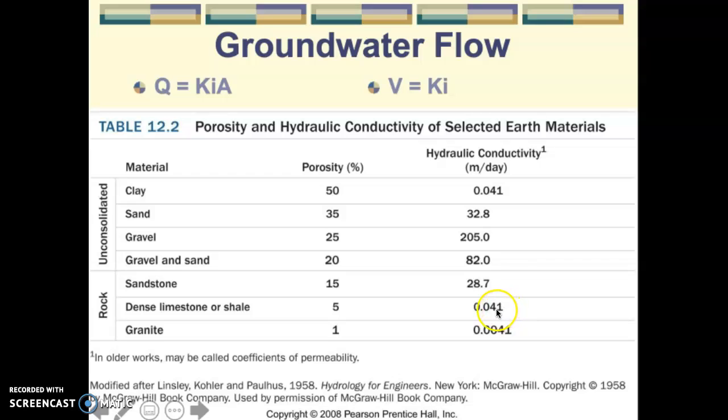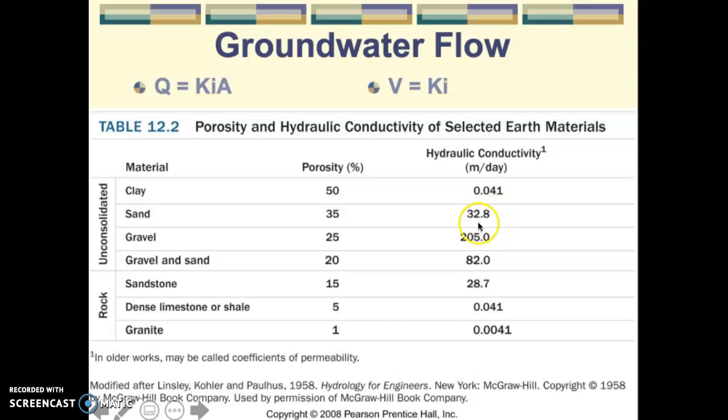And then to get numbers that low, you have to have a dense crystalline rock. On the sedimentary side, it's something like limestone or shale. And then on the igneous rock side, it's going to be something like granite. And you can see those numbers are really super low. But they're not zero, which is why we don't use aquiclude as a term.